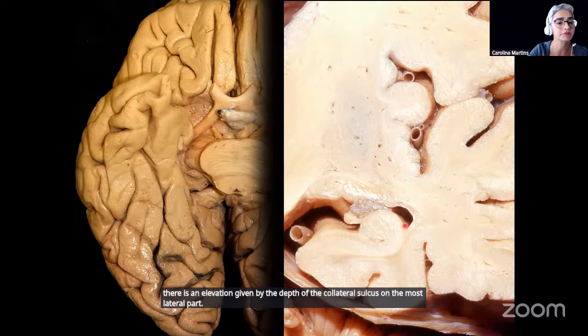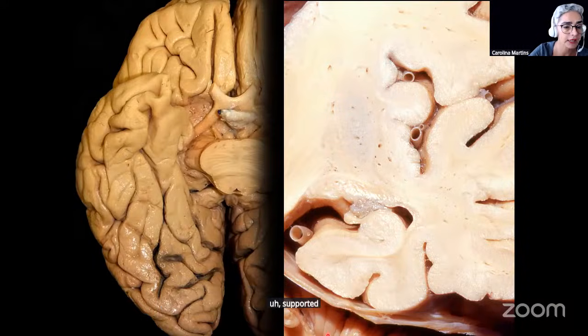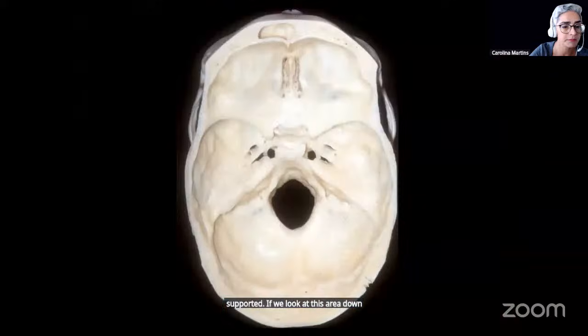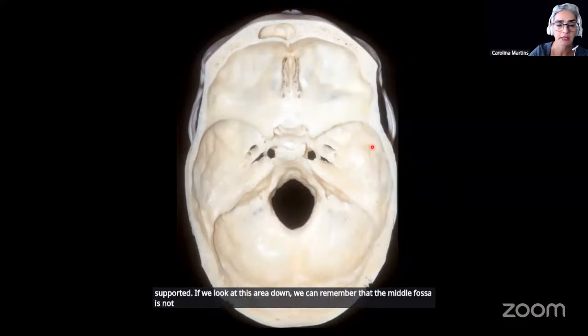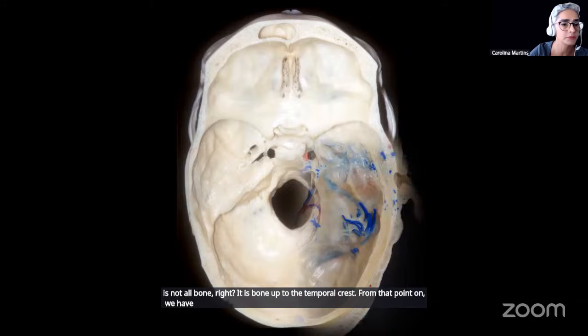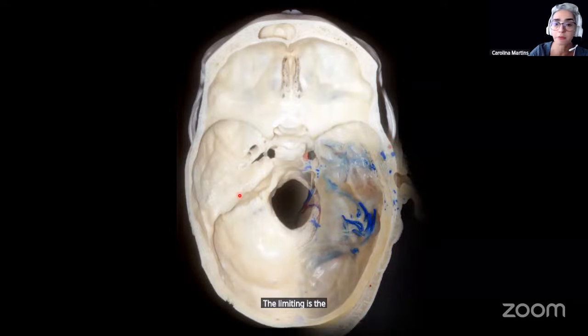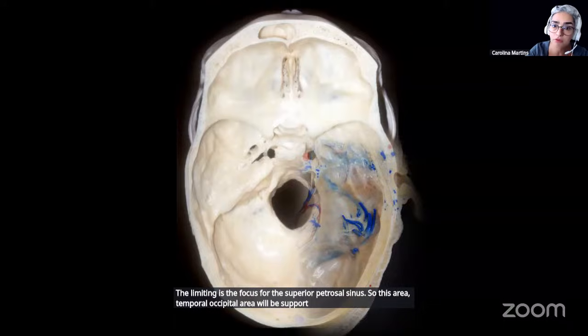If we can even finish up looking where this basal surface is supported, if we look at this area down, we can remember that the middle fossa is not all bone, right? It is bone up to the temporal crest. From that point on, we have dura, tentorium is there. The limiting is the sulcus for the superior petrosal sinus. So this area, temporal occipital area, will be supported by bone and dura.